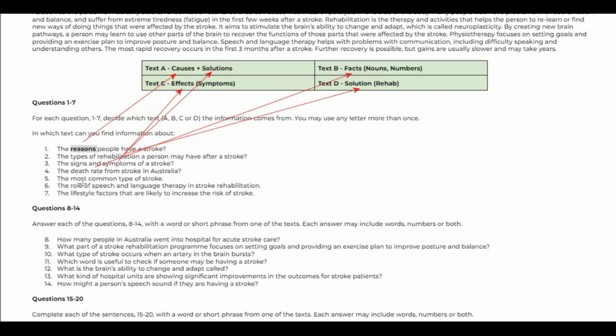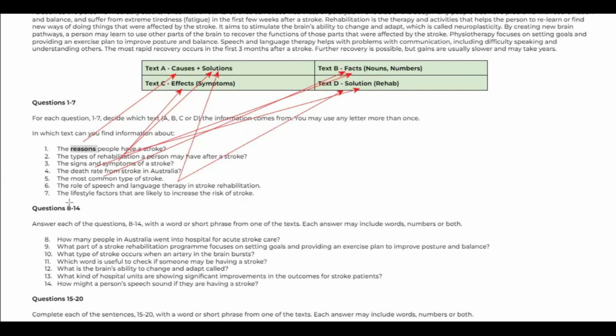And that's the fifth one, the most common type of stroke. Of course, the most common type. You should understand this is a fact. Going to the sixth one, the role of speech and language therapy. Therapy is, of course, a solution. But of course, we have one more solution here. But you will find the answer in text D rather than in text A, because text A solutions are very, very rare.